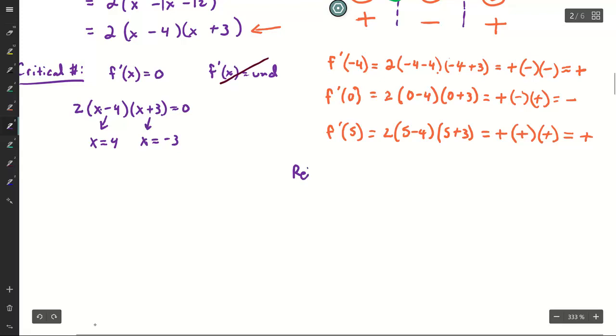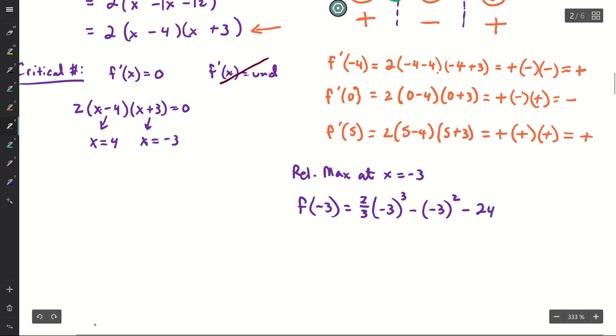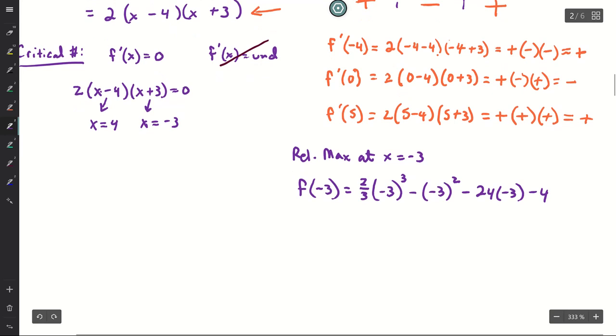So we're going to have a relative maximum at x equals -3. Go back to the original function and evaluate it at -3. The original function was 2/3, and then it was x to the third, so this would be -3 to the third power, and then minus -3 to the second, and then minus 24 times -3, and then minus 4. And on something like this, just plug all of that into your calculator. In this particular situation, you're going to get 41 as that y value.